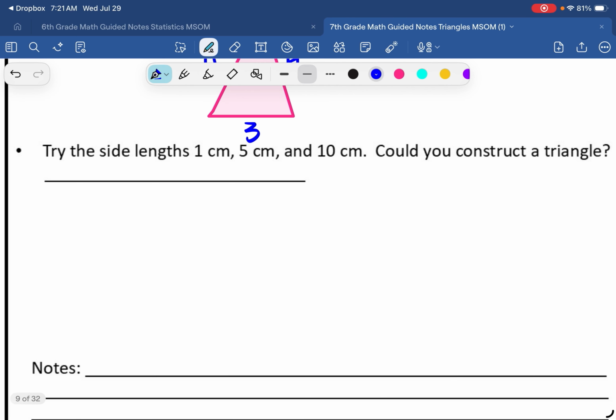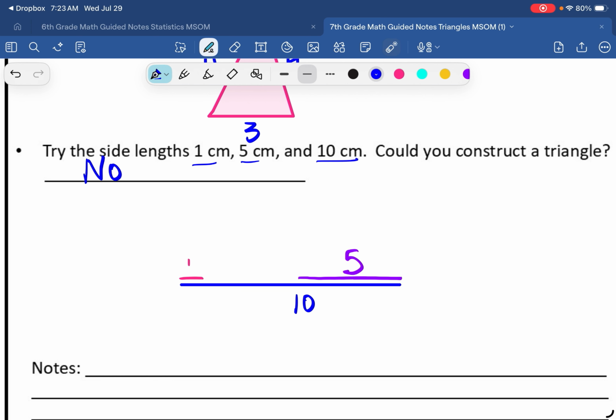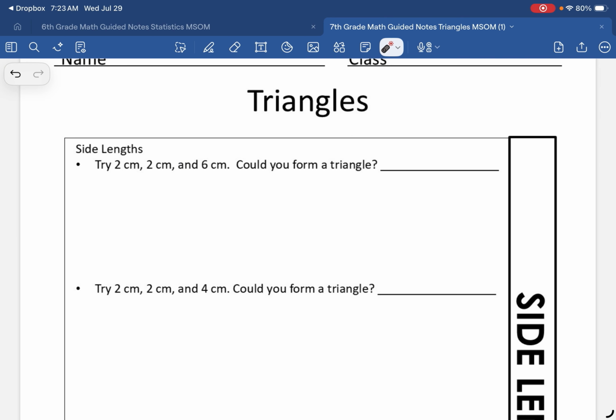Now try the side lengths of 1, 5, and 10. Could you construct a triangle? Hit pause and try constructing a triangle. You should have noticed that it is not possible to construct a triangle using the side lengths 1, 5, and 10. Okay, we're going to keep going with trying to construct triangles.